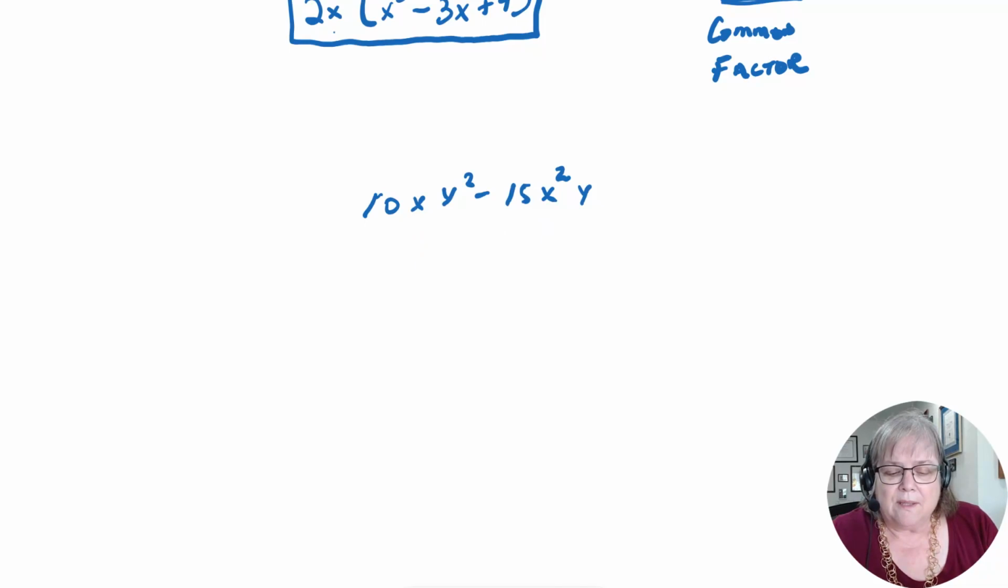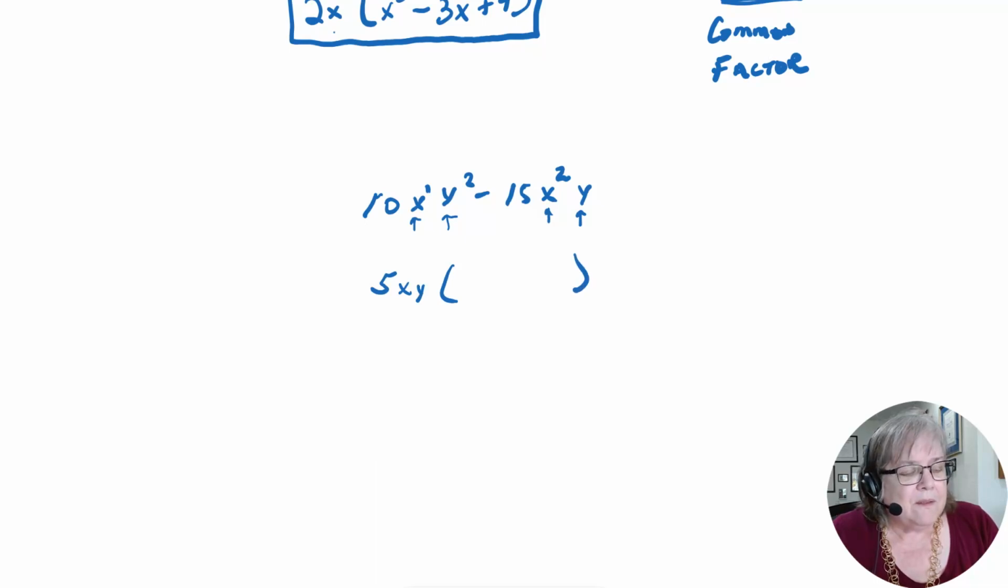Now, let's look at the 10 and the 15. So is there anything in common between a 10 and a 15? Yeah, 5 goes into both of them. So I'm thinking 5. All right, here's an x, and here's an x squared. So which one's smaller? Just the x to the single power that's understood. Because if it's just there by itself, it's understood to be to the ones, which is a power of 1. Then we would look at this y squared and this y, and which one's smaller? Y to the first.